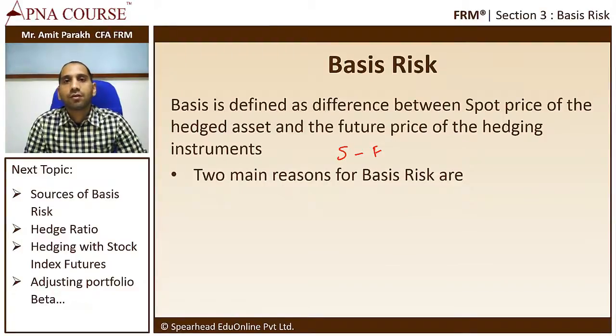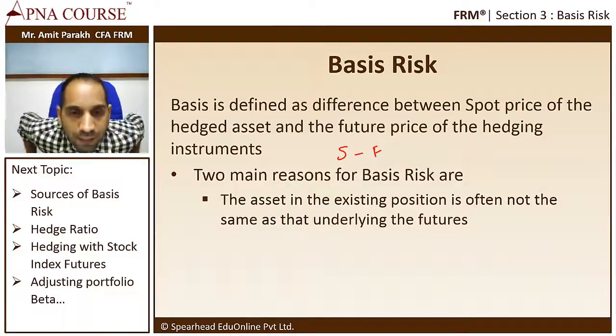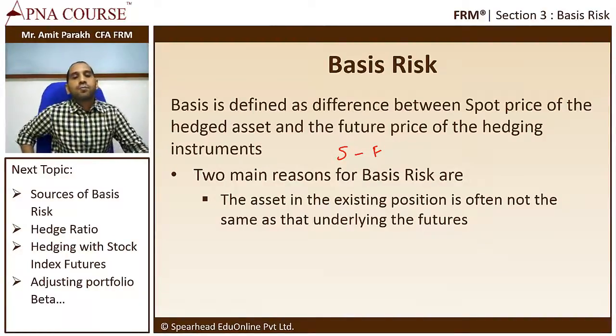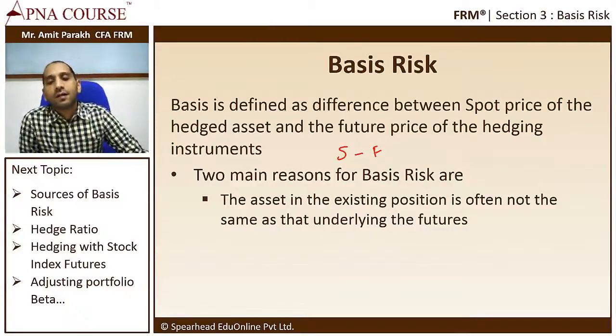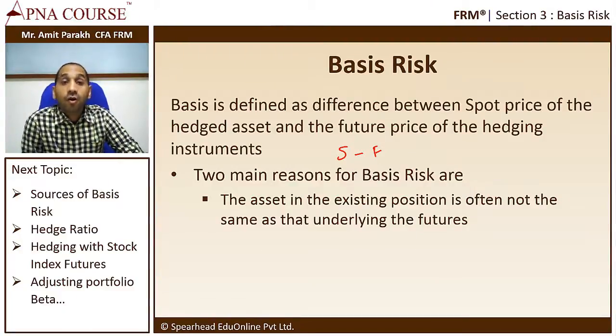Now, what are the reasons for the basis risk to exist? Why should there be a gap between the spot price and the futures price? The asset in the existing position is often not the same as that underlying the futures. The spot could be of a certain underlying, while the futures could have a different underlying, and hence the prices can vary, or the basis can itself fluctuate.